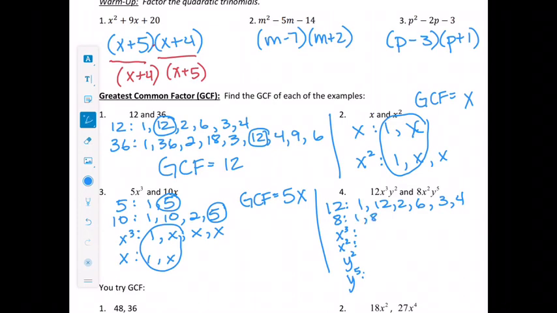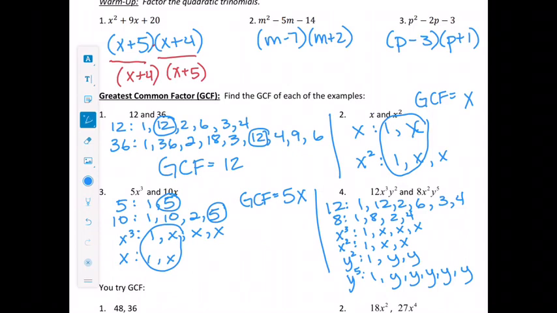To get 8, we can multiply 1 times 8 or 2 times 4. X cubed can be 1 times x times x times x. X squared is 1 times x, right? Y squared, 1 times y times y. Y to the 5th, 1 times y, y, y, y, y. 1, 2, 3, 4, 5 y's, right?